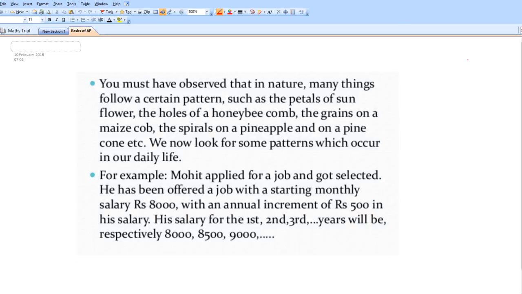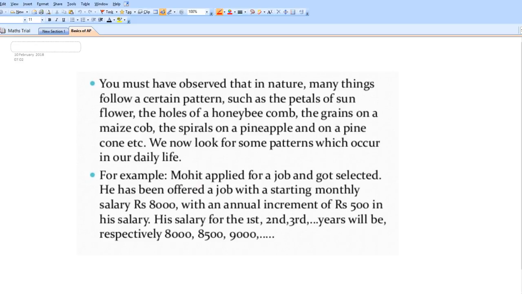So first of all, what is AP? What are the basics of AP? Why is AP considered an important topic? We look for patterns everywhere. There are patterns in nature, and there are patterns which occur in daily life.